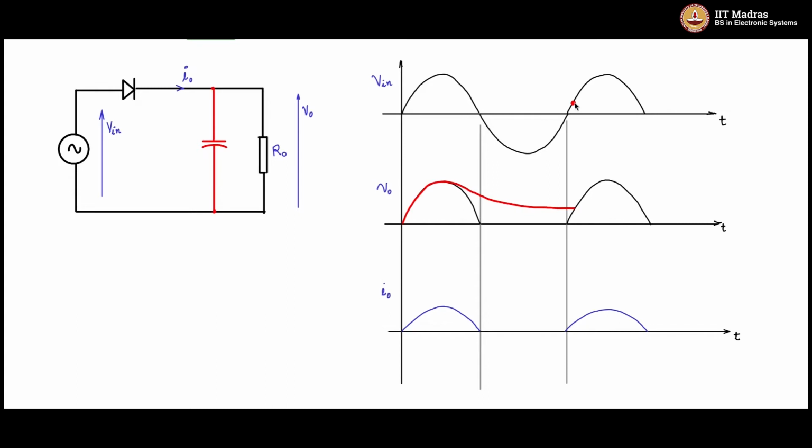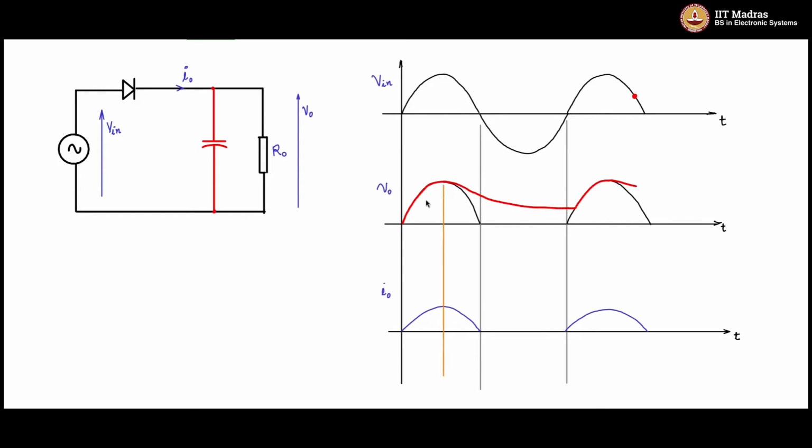So when the input voltage has again risen in the next positive half cycle to some point here, the capacitor voltage would have decayed to that point. After that, when the input voltage rises above the output voltage, the diode is forward biased and the capacitor will try to follow the input. So it follows the input in this fashion, and so on. It repeats cycle after cycle.